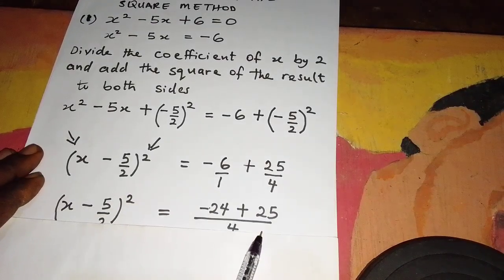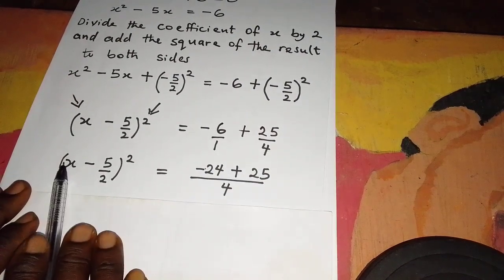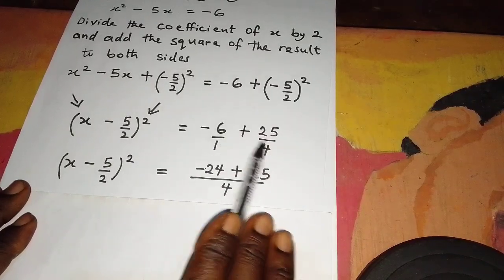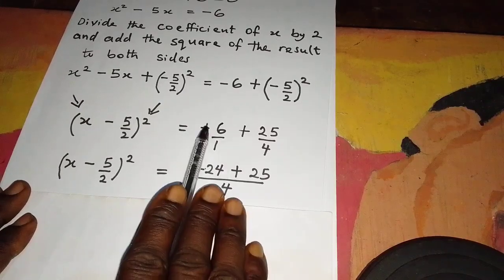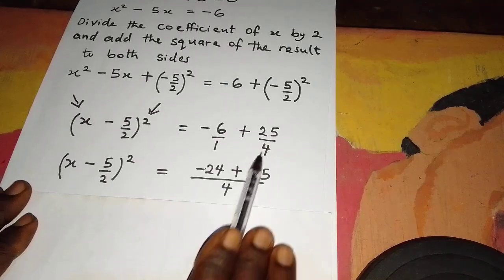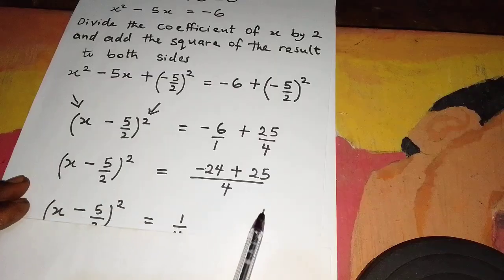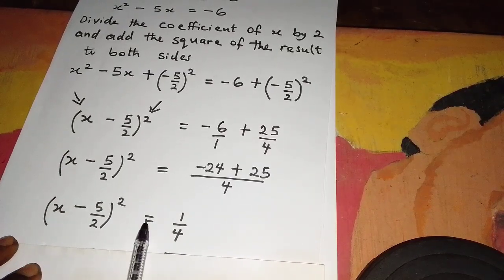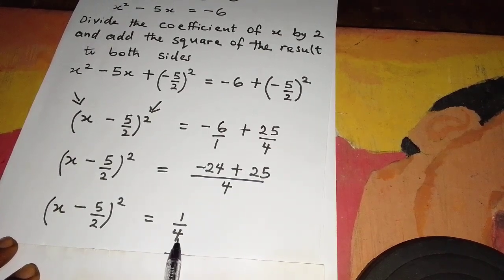So now you are going to solve this part of the equation. You have (x - 5/2)² equals, the LCM of 1 and 4 will give us 4. How many 1 are in 4? We have 4. 4 times -6 will give us -24. How many 4 are in 4? We have 1. 1 times 25 will give us 25. So that means we have (x - 5/2)² equals -24 plus 25, which will give us 1/4.